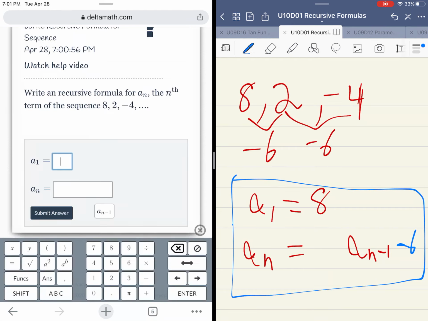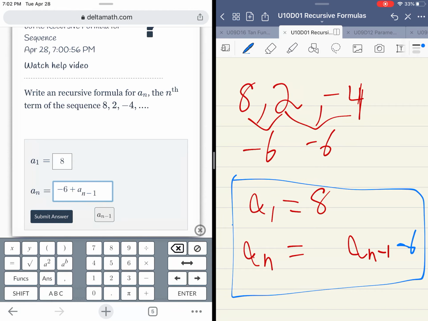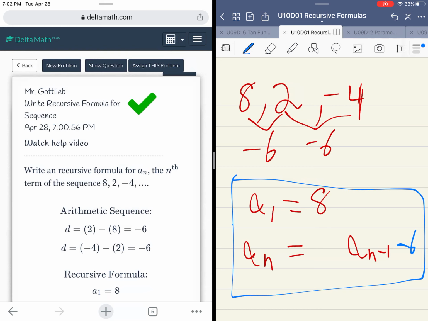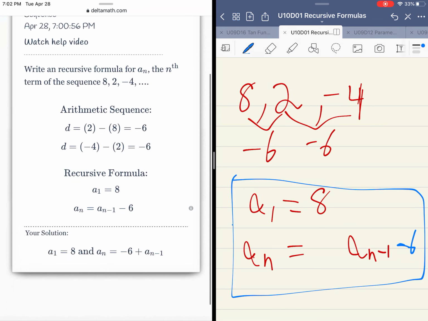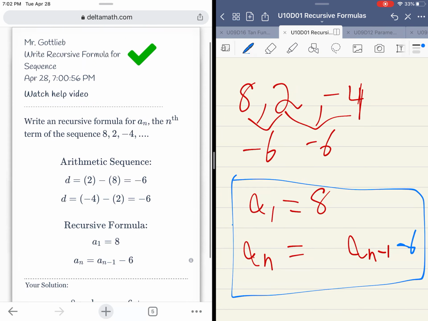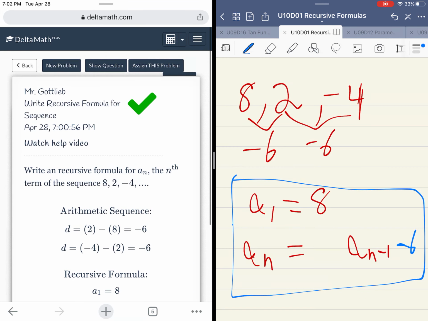I'm even going to put it at the front when I actually enter the answer here. So 8, and the next number would be, I'm going to write minus 6 plus 1. It's the same thing. We're going to look at their answer. So it says we're correct. If we look at the solution that they've given, they wrote a_{n-1} minus 6. So it's the same solution. Let's maybe try one more, just to make sure we're clear.